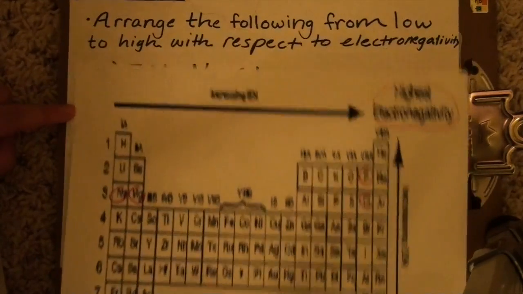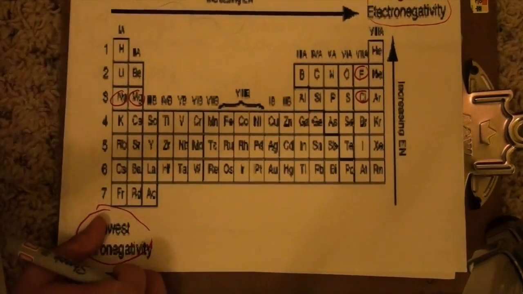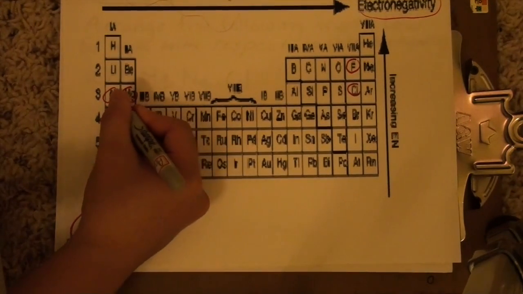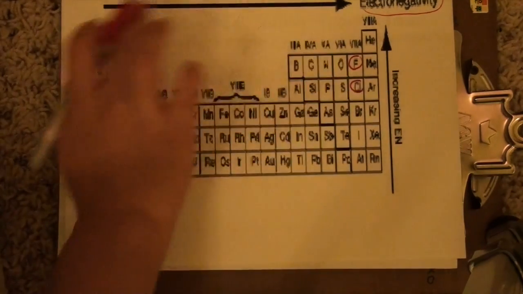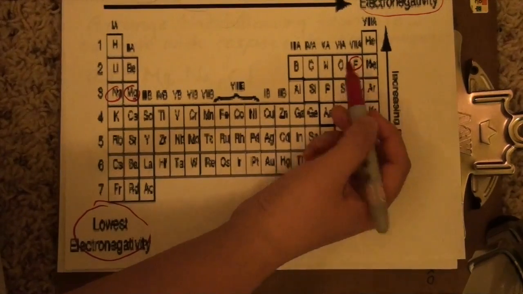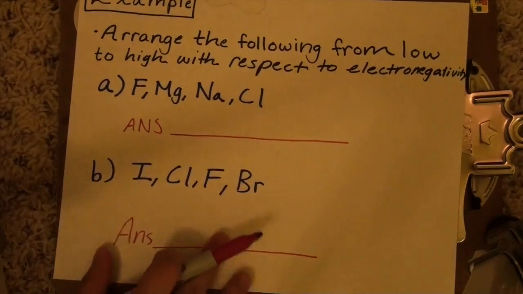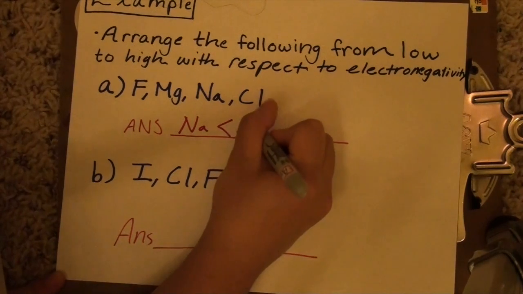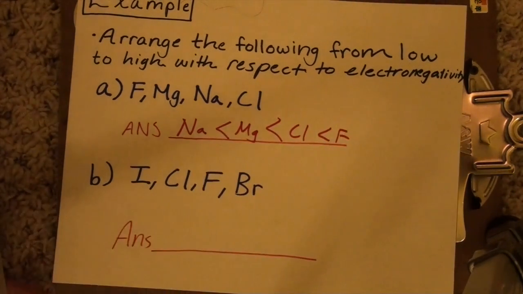So if we're looking from low to high, our answer would be sodium, magnesium, because again, it increases to the right, and chlorine, because it increases as we go up, and fluorine. So if we write our answer, that would be our answer.